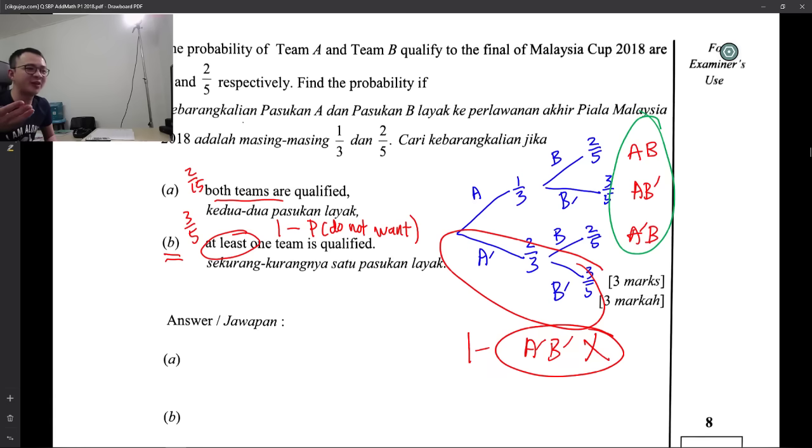Whenever you see the words "at least", you always need to use 1 minus the probability you do not want. The probability and combination is actually related when you go to the SPM. They are in the same chapter. If you study A-levels, they are highly related. But in SPM, not so much, unless the K-bar, they can actually link them together.